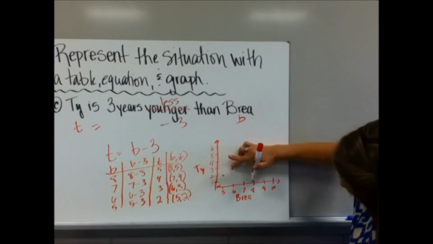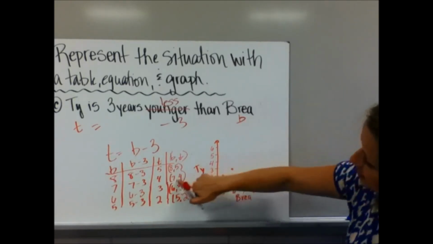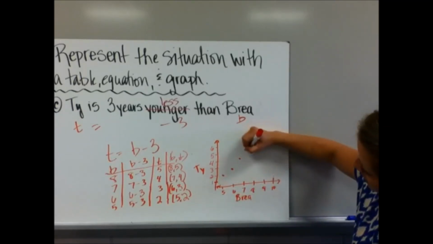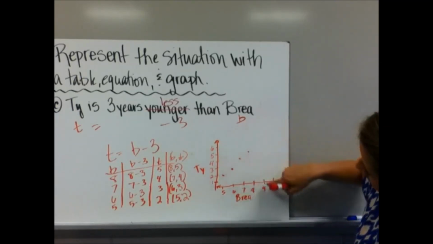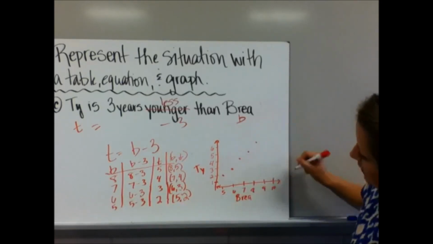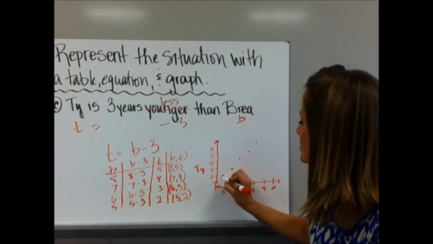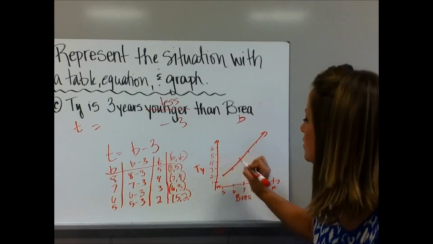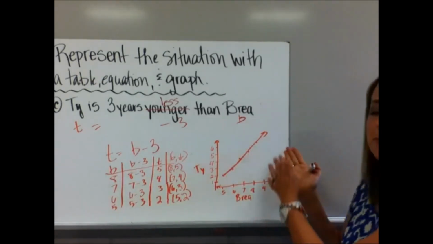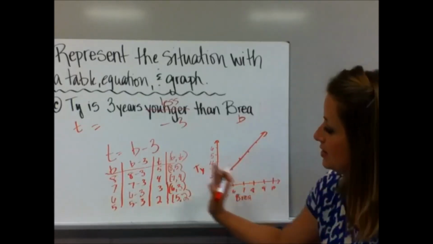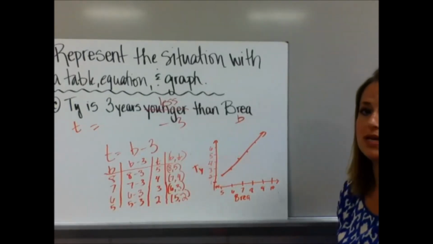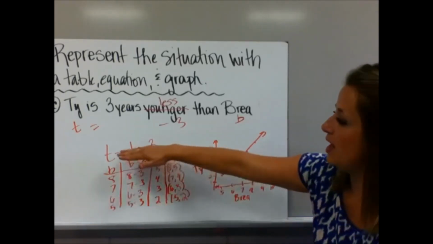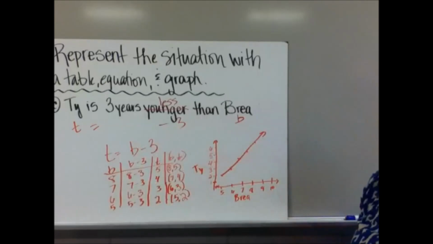If Bria is 7, Ty is 4. If Bria is 8, Ty is 5. If Bria is 9, he's 6. And we didn't even have 10 on here. But what I can start to see is it is linear. It would go on and on and on. Now, I'm not putting an arrow in the other direction because it does not extend infinitely lower because, like we said, you wouldn't have negatives as ages. So you see the relationship. We have the equation, we have the table, and we have the graph.